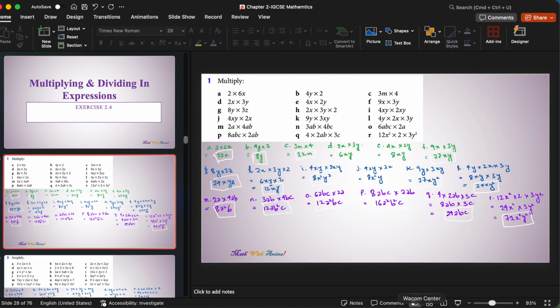The very first question asks us to multiply. There are different expressions given. We have to multiply to find the simplified form of it. Before we make a start with the multiplication, I would like you to know the two basic rules when we multiply numbers and numbers with variables together.